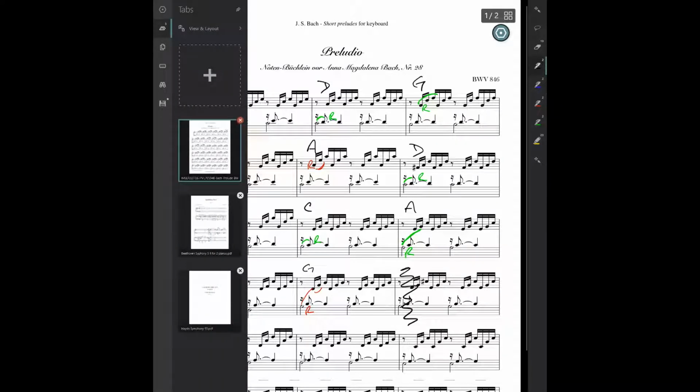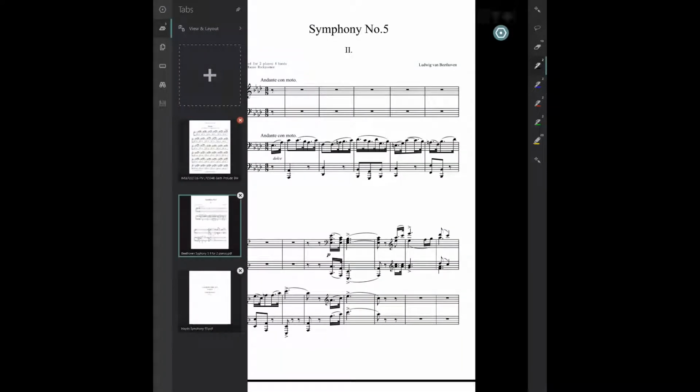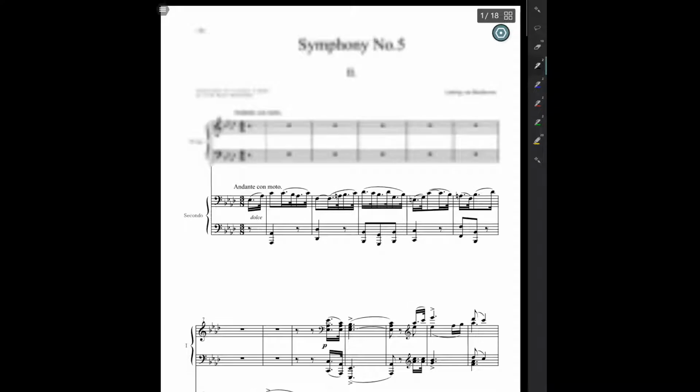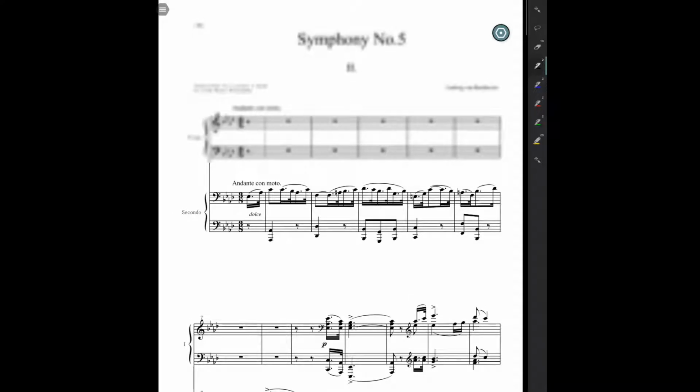Let's look at a slightly more involved example here. This is a two-piano reduction of the second movement of Beethoven's Fifth Symphony.